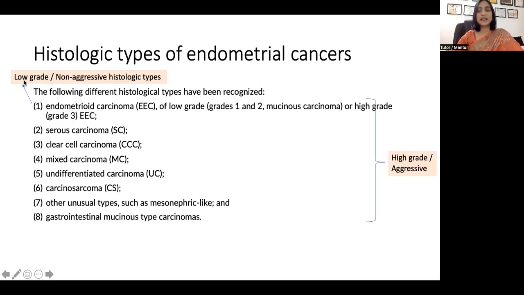So low-grade cancers: this is very important for the new FIGO endometrial cancer staging of 2023. Low grade, because it includes terms like low grade, non-aggressive, aggressive, high grade, all those things. So low grade is just endometrioid carcinoma, grade 1, grade 2, and mucinous carcinoma. Whereas high grade includes endometrioid, serous, clear cell, mixed, undifferentiated, carcinosarcoma, other unusual types, and gastrointestinal mucinous types.